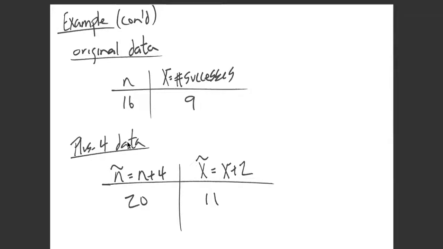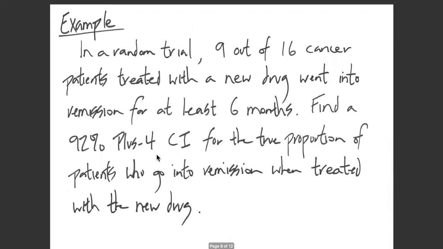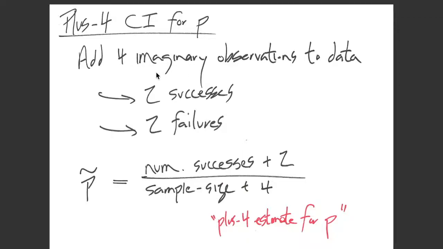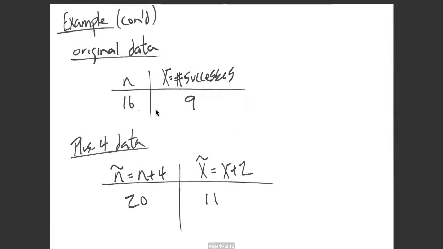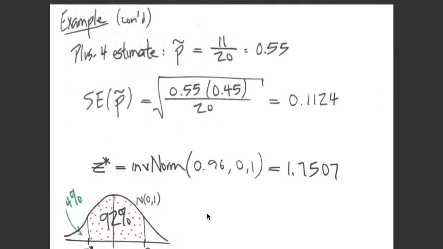So the +4 data would have a sample size of not 16, but 16 + 4, which is 20, of course. And as we mentioned before, in the +4 data, of the 4 new observations, 2 are considered successes and 2 are considered failures. So the new number of successes is no longer 9, but 9 + 2, or 11. Then the sample proportion of successes would be 11 over 20, which is 0.55.